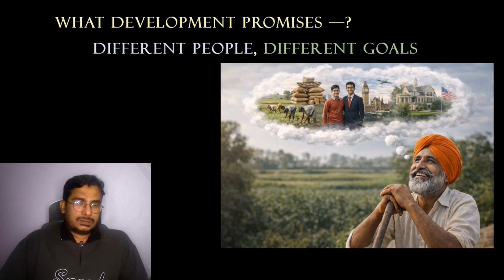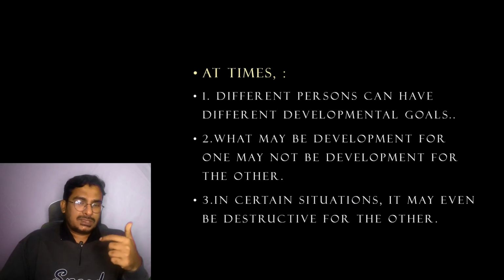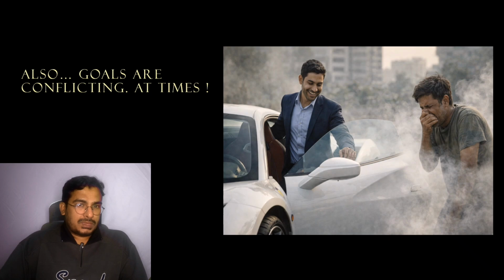And sometimes, like I said, development for different people can have different developmental goals. That's one. The other thing is, what may be development for one person may not be development for the other. The other thing is, in certain situations, development can be destructive to the others. Like, let's look at this picture. A person owning a car, let's say a person like me owning a car, if he thinks that's development for him, but that's not development for people living on the roadside or working as hawkers on the roadside. That's not development for them, because the emissions that are coming out of that particular car may be destructive to this person through the breathing process.